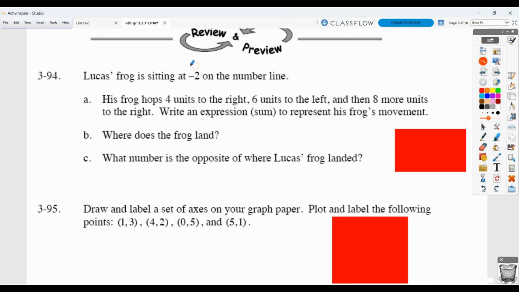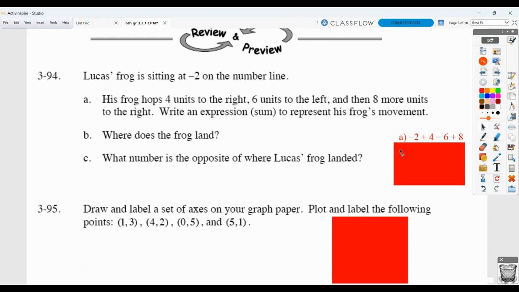So Lucas's frog is sitting at negative 2 on the number line. His frog hops 4 units to the right, 6 units to the left, 8 more units to the right. Now, you may want to do this on a number line to make it easier to find, but they ultimately want an expression for this movement.